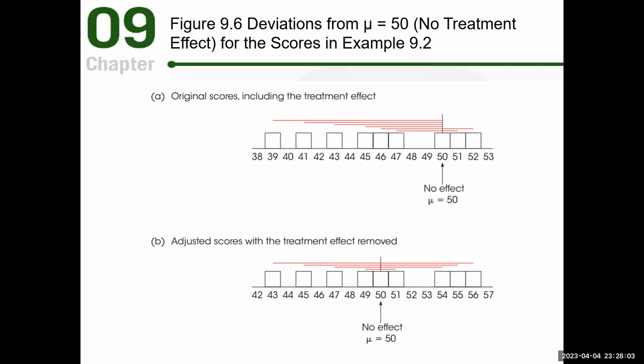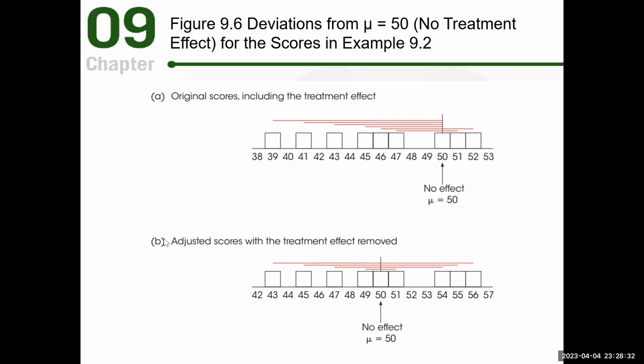In our example, here is what we see. One of the first examples that we see is the original scores, A. We have 10 scores, and here's the mean. These red lines are the deviations from the mean, and those vary based on the scores.